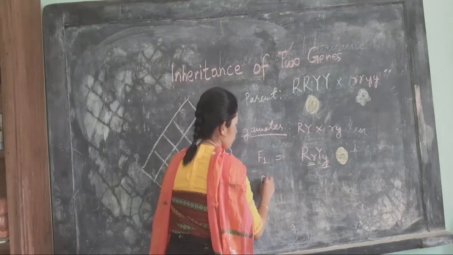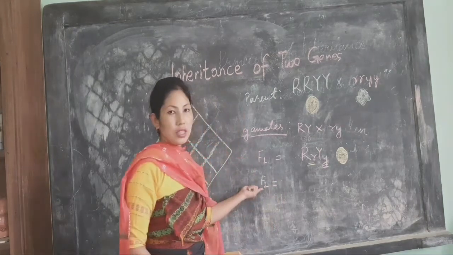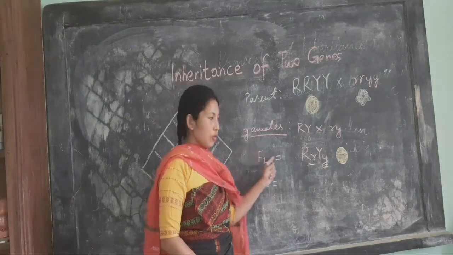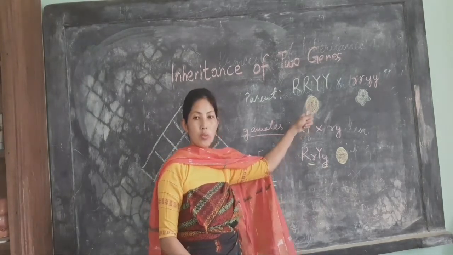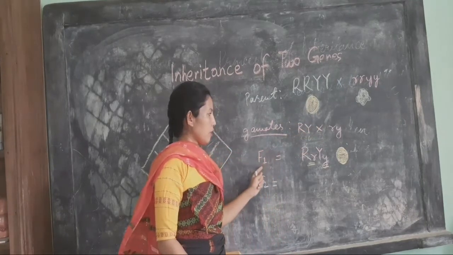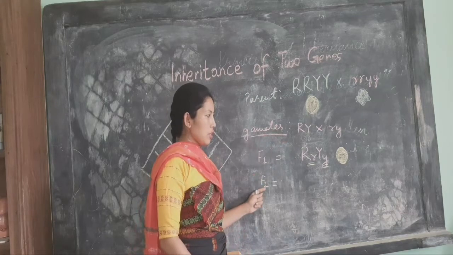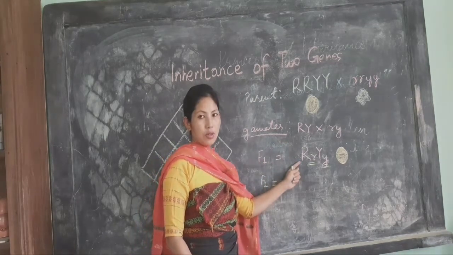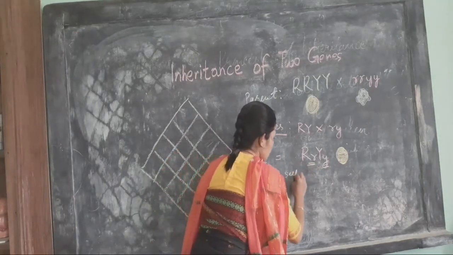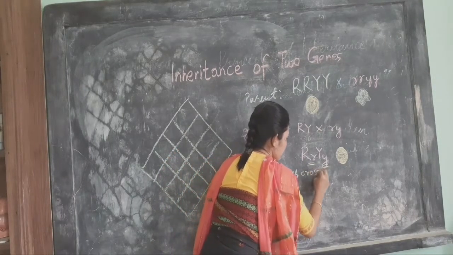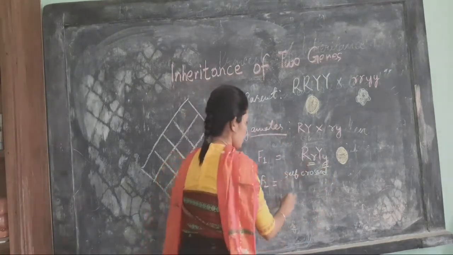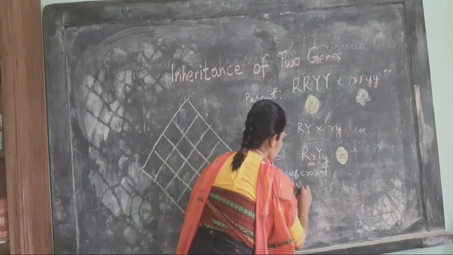Now for the F2 generation, what did Mendel do? For the F1 generation, Mendel crossed two homozygous dominant and recessive parents, right? And for the F2 generation, the F1 progeny are self-crossed. So whatever result we get in the F1, they are self-crossed. It means the F1 parent will be self-crossed. It means what? Capital R, small r, capital Y, small y.